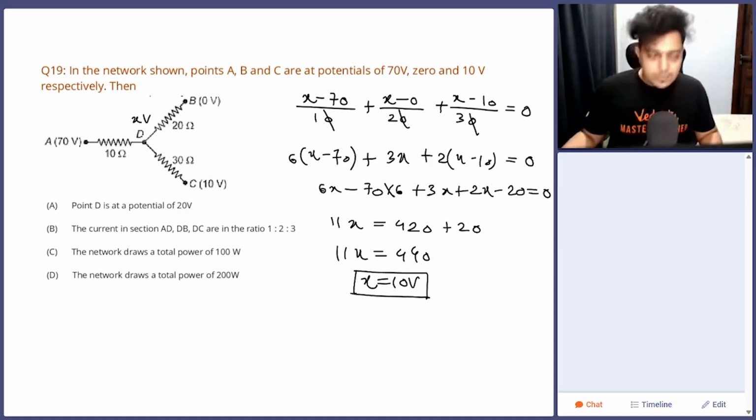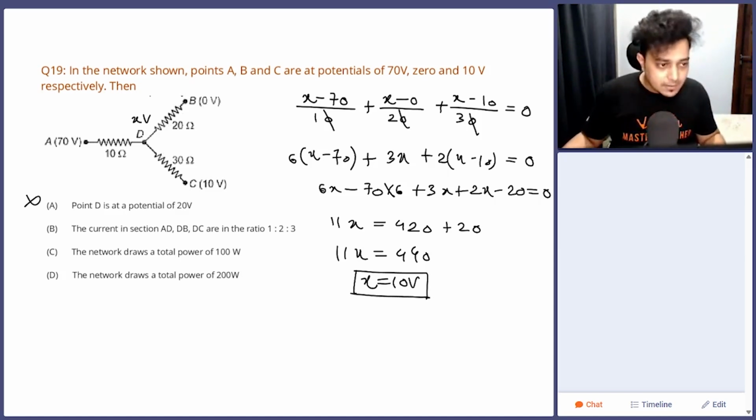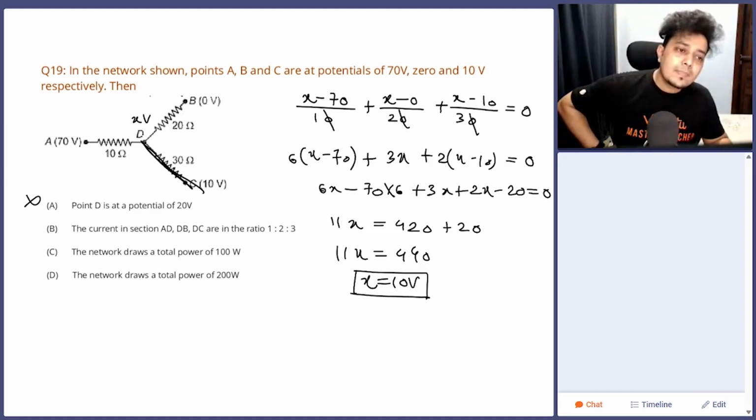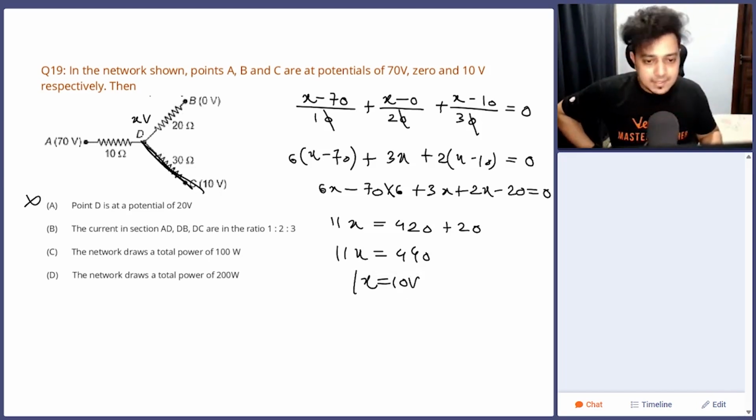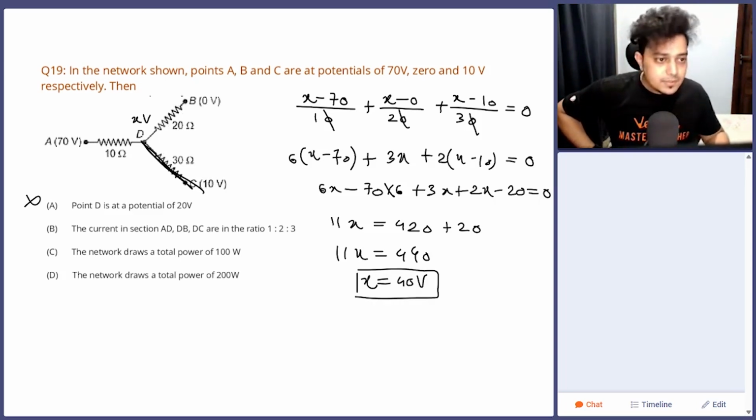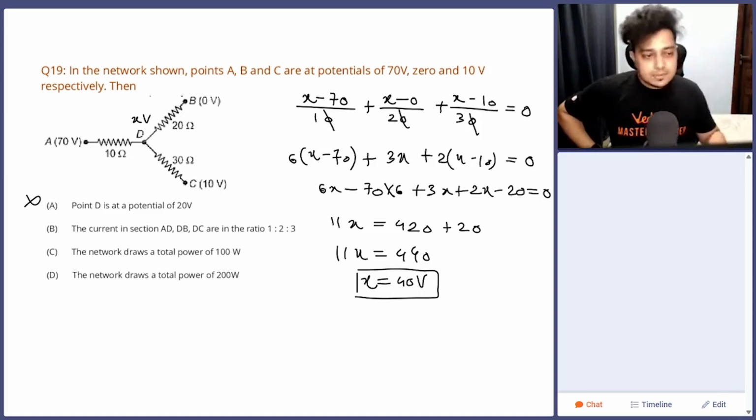If x is equal to 40 volt, is option A correct? No, option A is not correct. Now, if the x is 10 volt, then there is no current in this portion. Oh, this is not 10, this is going to be 40 volt. So x is 40. So potential is definitely not 20. So that part is wrong.